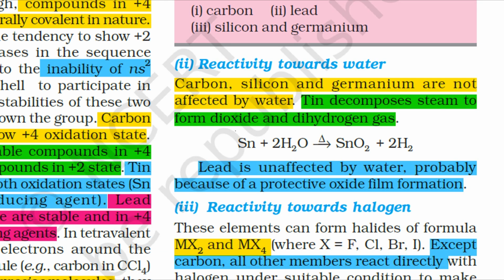Okay, so next, reactivity towards water. Carbon, silicon and germanium are not affected by water. Tin decomposes steam to form the dioxide and dihydrogen gas, that is, Sn plus 2H2O gives SnO2 plus 2H2. Lead is unaffected by water, probably because of protective oxide film formation.